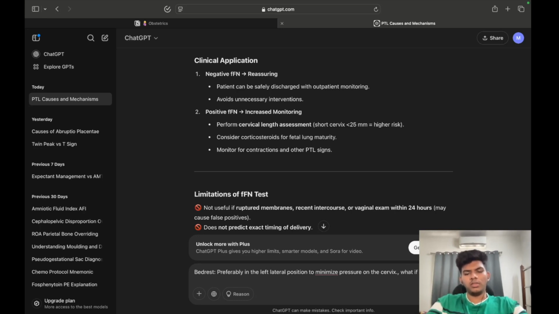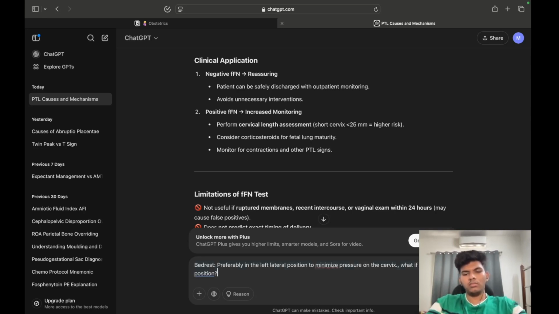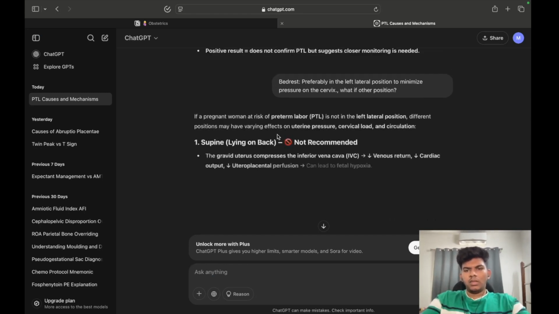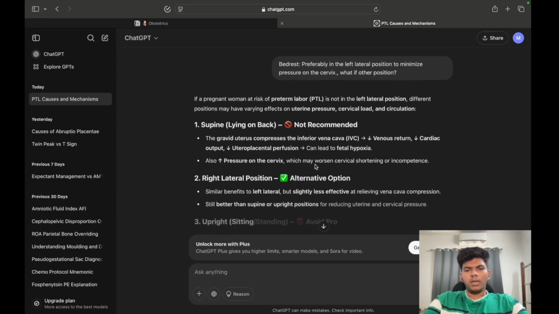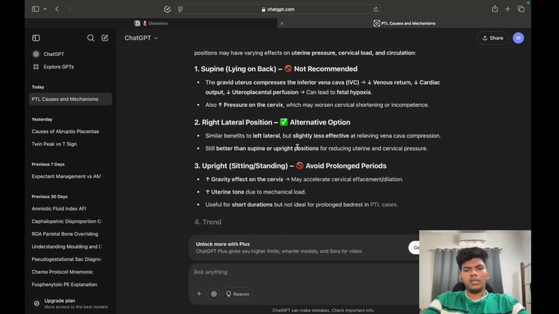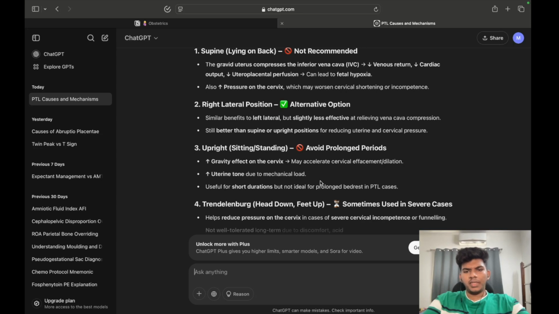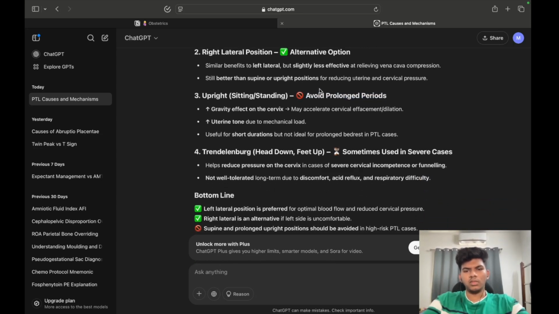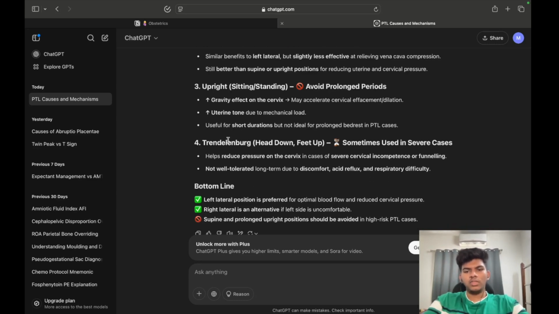What if other positions? This is not the left lateral, but different positions may have effects. Lying on the back, IVC compression. Right lateral is fine. Upright for prolonged periods increases pressure on the cervix. And Trendelenburg, head down, feet up, is used in severe cases.